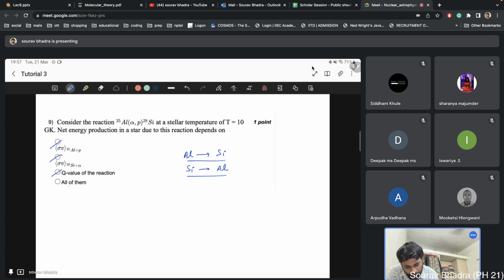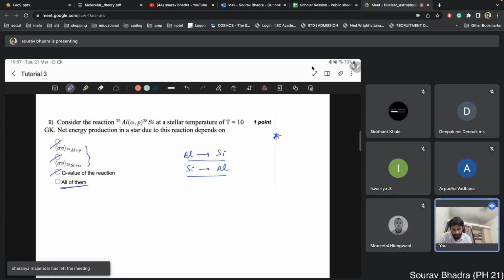So I put a question mark here. These two I am sure of, and I have to find out how they meant this Q value, because the Q value is also important. Ideally all of them will be the answer, but I will again go through this question to see how they are considering the Q value, because this Q value is actually inbuilt in the reaction rate. So for the time being, just consider that all of them are the correct answer.